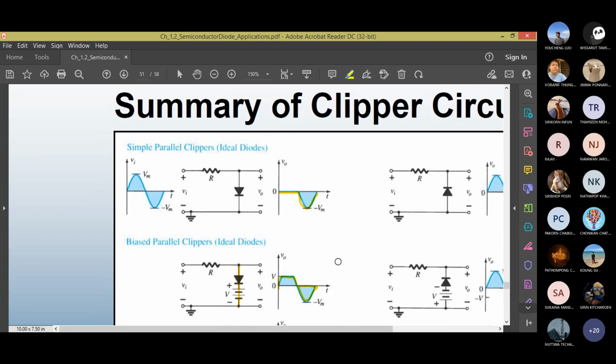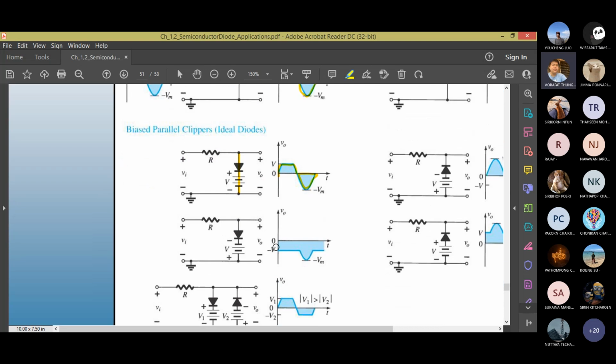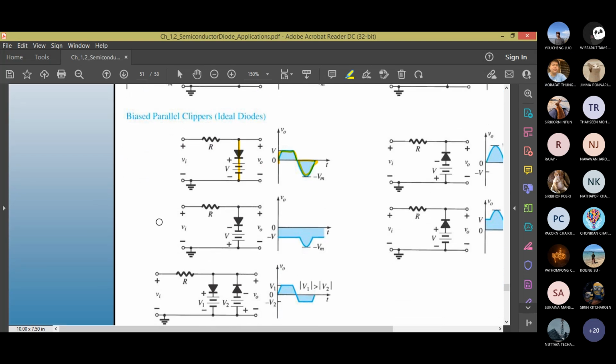What about this one? A moment, sir. You can practice at home. What about this one? This one. Positive half cycle, short, but you have a negative V here. So negative V. Negative half cycle, you're gonna get same as minus Vm. Quite strange looking waveform, this one.